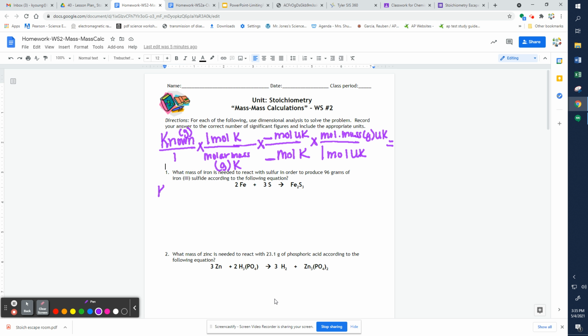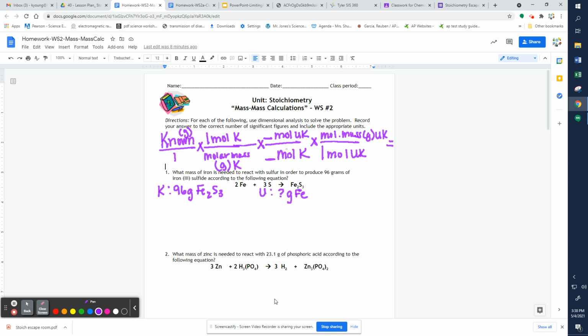So first I'm going to write my known. If I read through here, it says 96 grams of iron sulfide. Well, which one of these is iron sulfide? It's this very last one. So I have 96 grams of Fe2S3. Then we're going to write our unknown. What mass of iron? So we're looking for question mark. The mass is always measured in grams of iron, which is Fe.